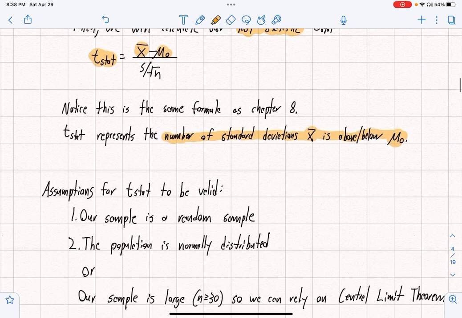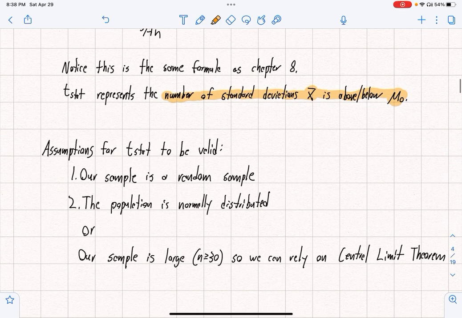So we need to make a couple assumptions for the t-statistic. One is that we need to assume that our sample is a random sample. And the second is that the population is normally distributed. Alternatively, we could say our sample is large enough, so n bigger than or equal to 30, and that way we can rely on our friend, the central limit theorem.